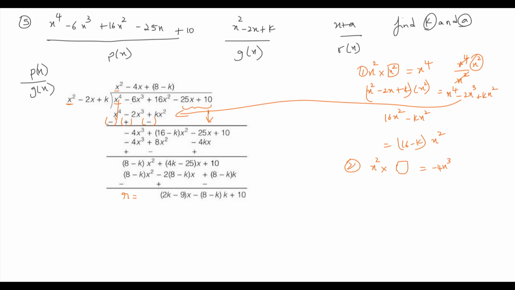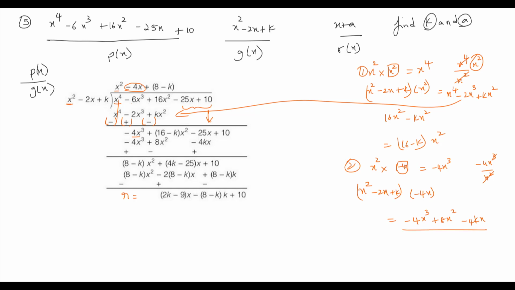So x square minus 4x cube, we compared and we understood that minus 4x cube divided by x square gives minus 4x. So minus 4x is the one that should be in the quotient part, therefore I write minus 4x carefully over there. Then g of x, that is x square minus 2x plus k, multiplied by minus 4x, we will get minus 4x cube plus 8x square minus 4kx.